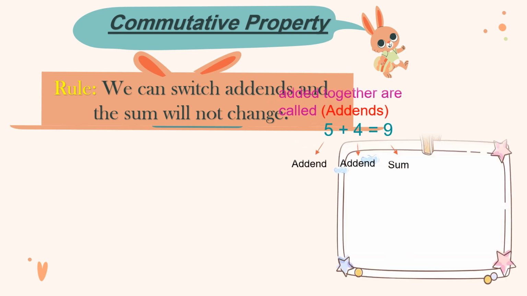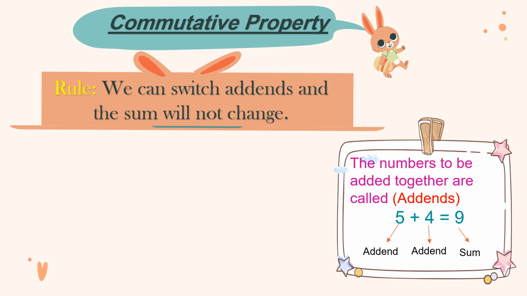What is the meaning of addends? The numbers to be added together are called addends. For example, 5 plus 4 equals 9. 5 is called an addend, 4 is called an addend, and 9 is called the sum.